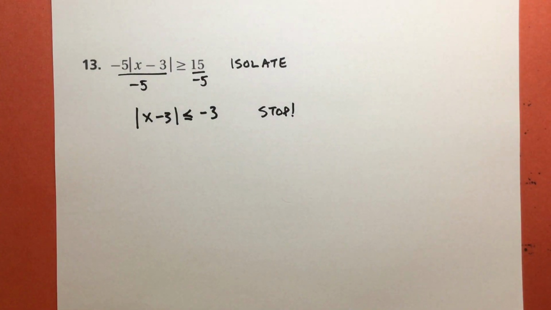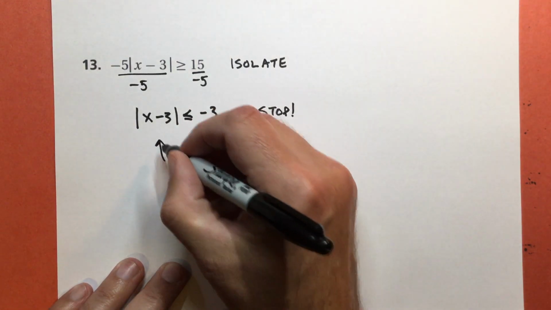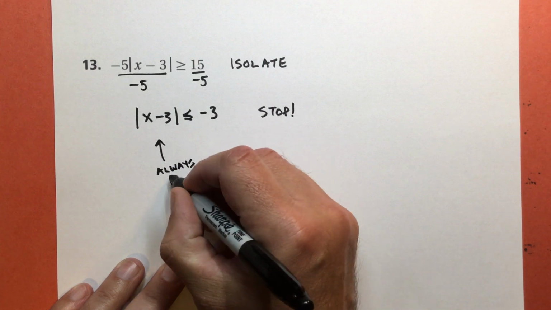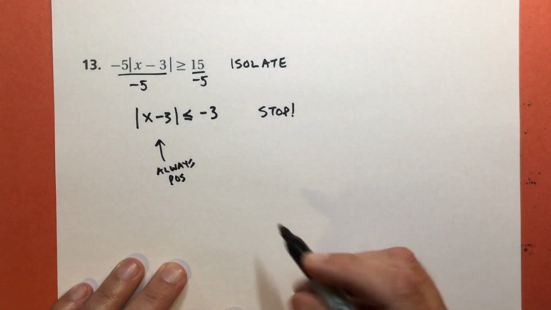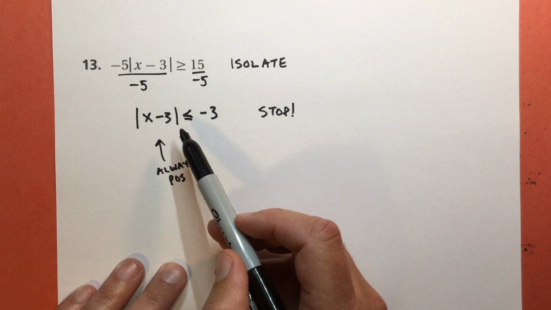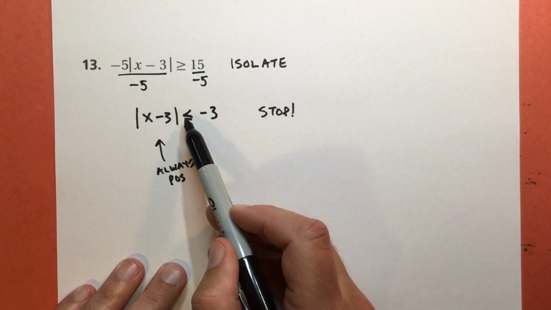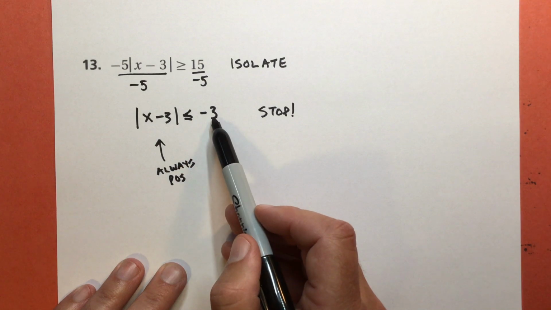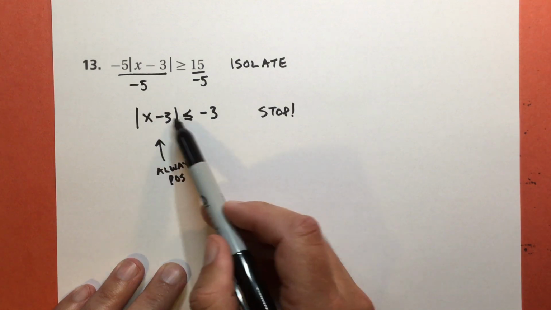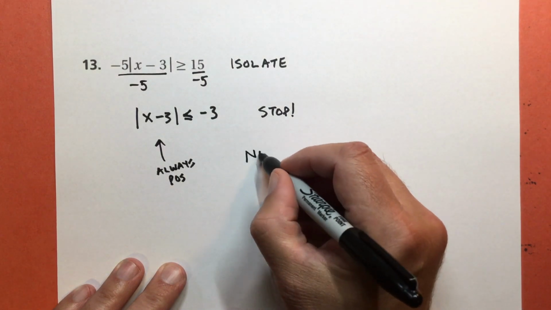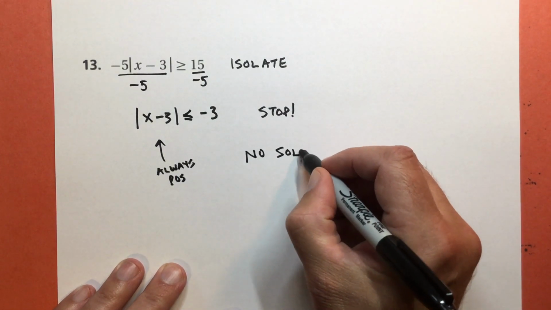Why are we stopping this problem? Remember, absolute value, except for 0, is always positive. Does it make sense to have a positive number less than a negative number? That doesn't make sense. All positive numbers are bigger than all negative numbers. So we say no solution.